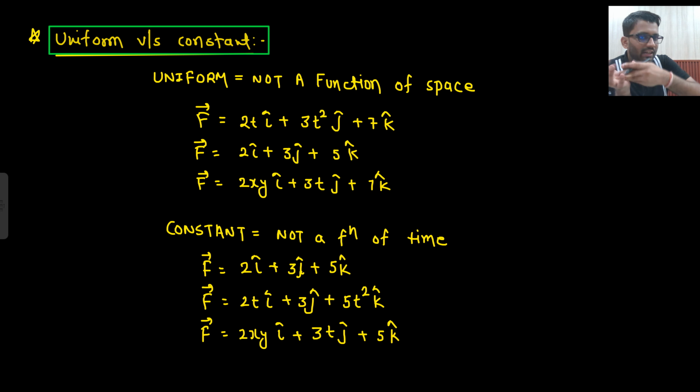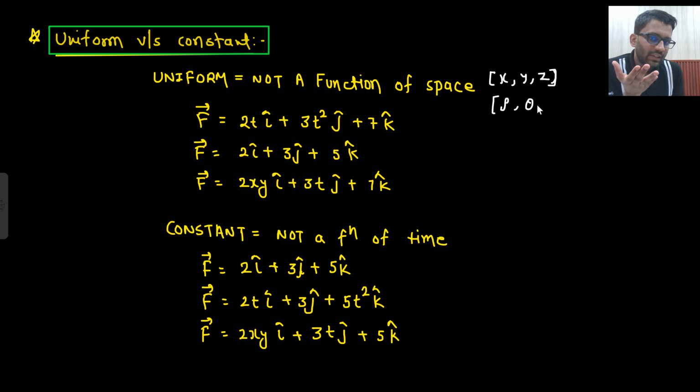We will talk about electric field and magnetic field, but here I am talking about a general field. So for a general uniform field, what do you mean by uniform? Uniform means it should not be a function of xyz coordinates, or I can say space. Space means it could be xyz, it could be rho phi z, or it could be r theta phi. So it should not be a function of space.